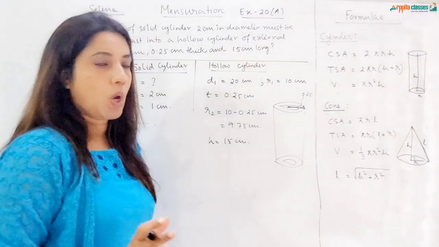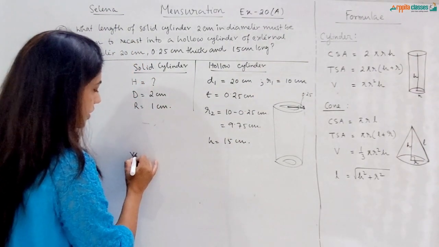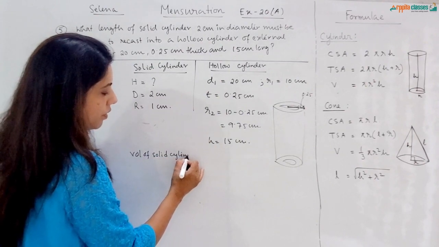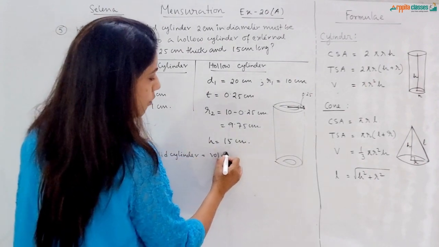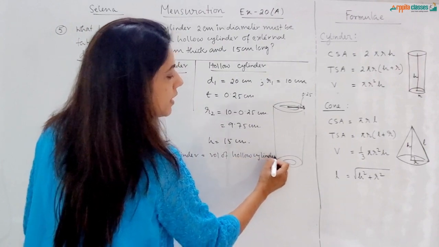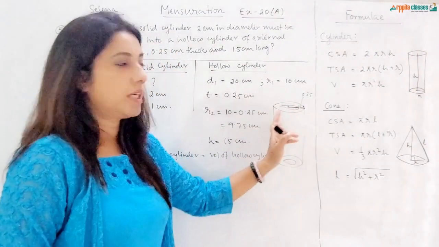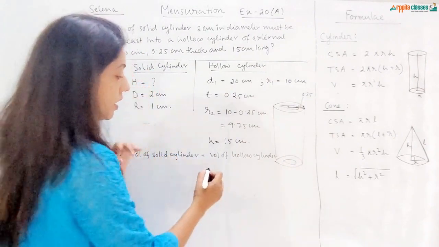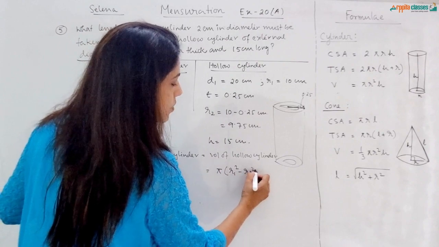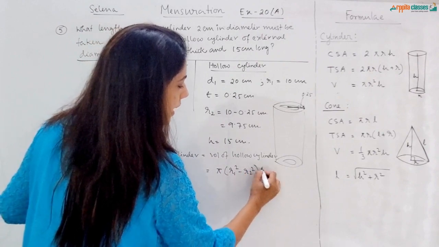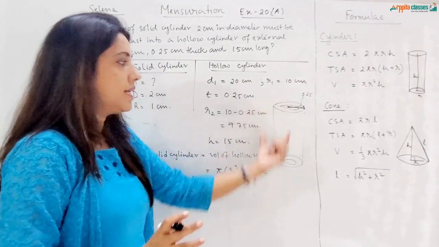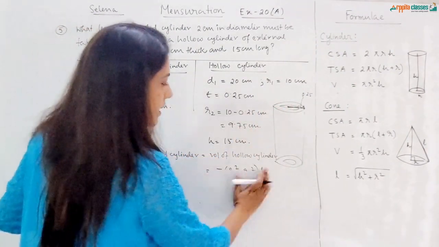Now we are going to use the concept that volume of solid cylinder is equal to volume of hollow cylinder. For a hollow cylinder, the volume will be the volume of the outer cylinder minus the volume of the inner cylinder. So the formula for that is pi (R1 square minus R2 square) into h. So in place of R square we are going to write R1 square minus R2 square since it is a hollow cylinder. So basically it comes like this.